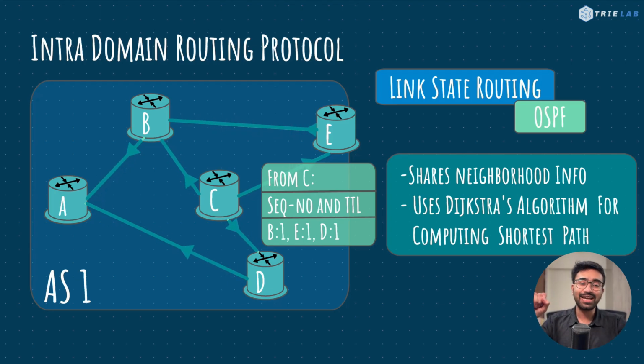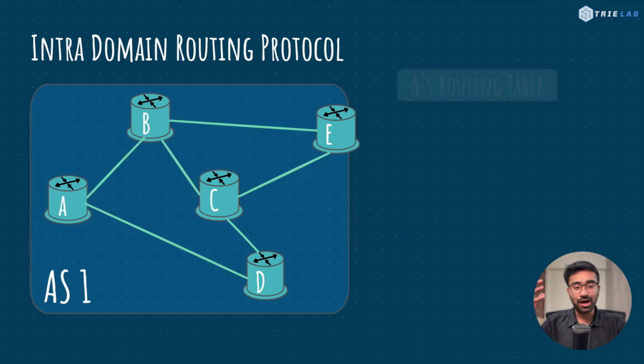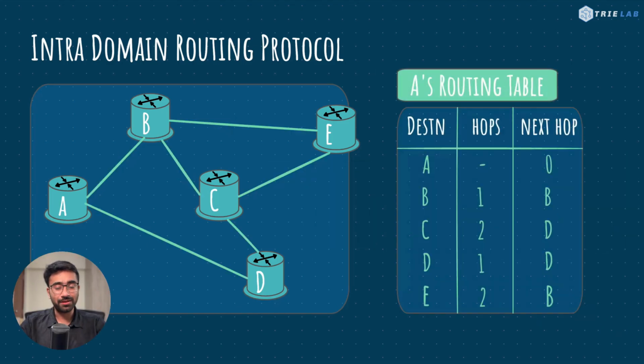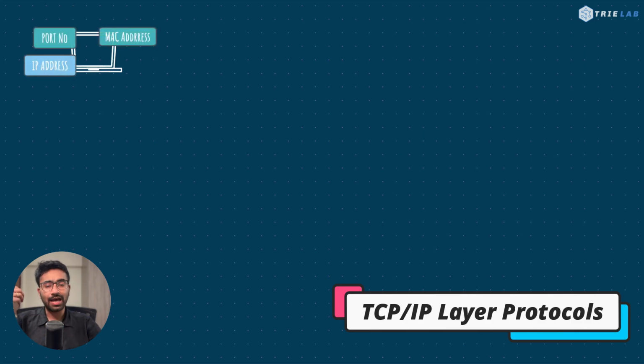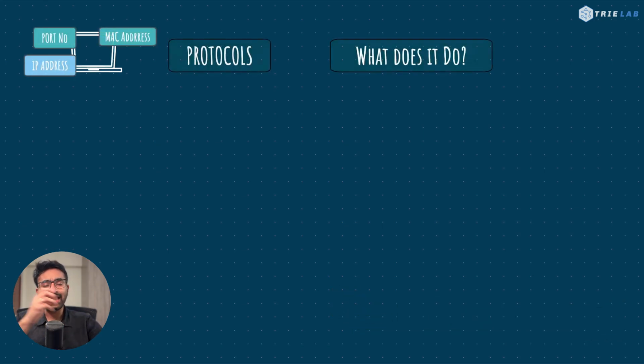Now, using these intra-domain protocols, every router finally has a routing table. For example, over here, we have a routing table for router A, which now knows that in order to reach router E, it has to go to B first. We'll now look at all the layers that we have studied in this video and the protocols associated with them and the responsibilities of each layer as well.